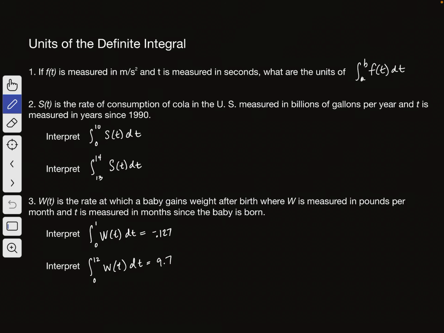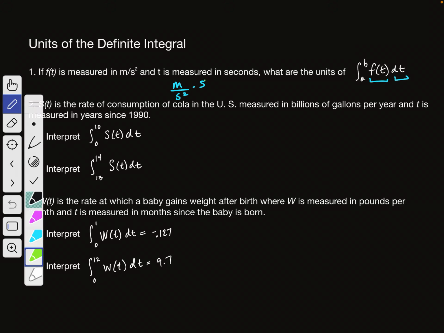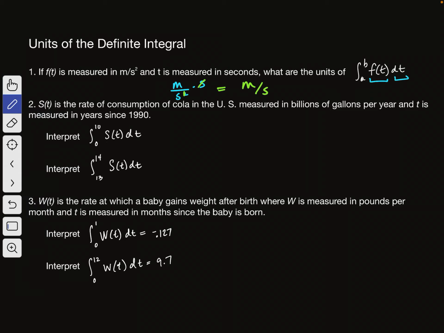All right, so now let's take a look at the units of the definite integral. It says if f of t is measured in meters per second and t is measured in seconds. So f of t, this is meters per second squared, and dt is seconds. We're going to have one of those seconds cancel, and so our final unit is going to be meters per second. And number 2, S of t is the rate of consumption of cola in the U.S. measured in billions of gallons per year, and t is measured in years since 1990.